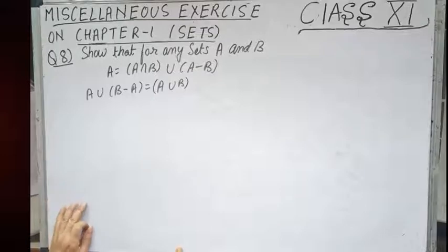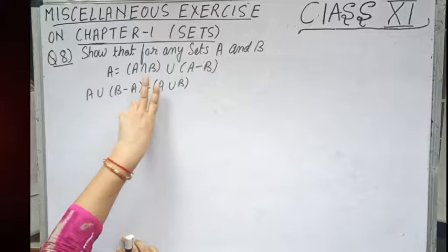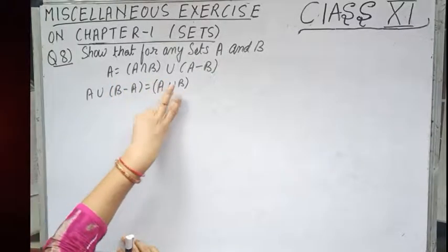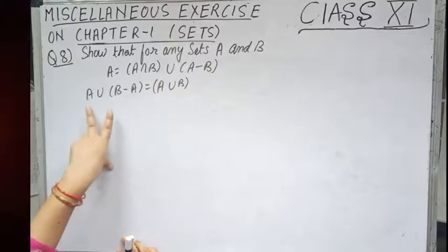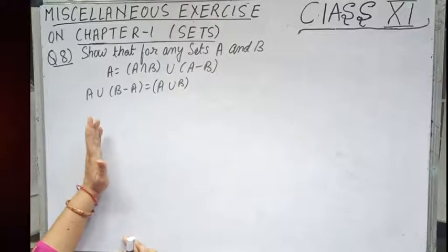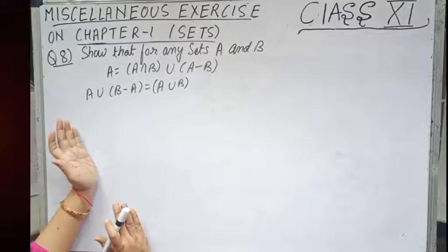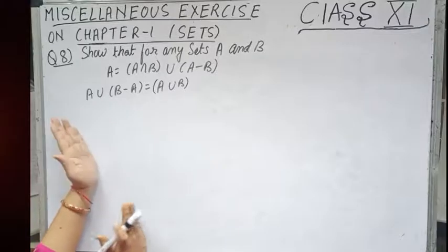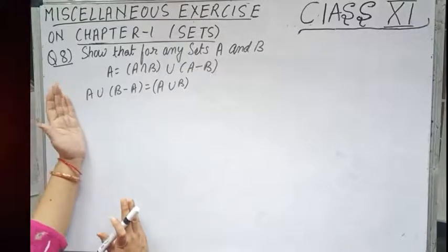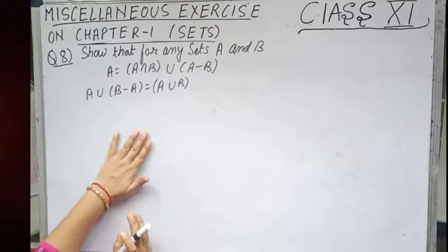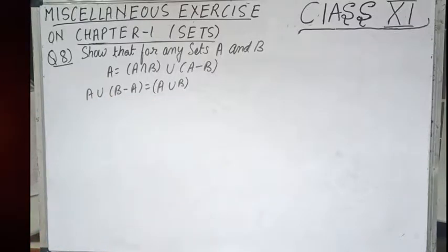Now children, let us move to question number 8. Question number 8 says: show that for any sets A and B, the set A equals A intersection B union A minus B, and A union B minus A equals A union B. We will prove it similarly to the earlier proofs. Whenever we have to prove an equality, we suppose an arbitrary element in the LHS, show that it also belongs to the RHS, and then conversely.